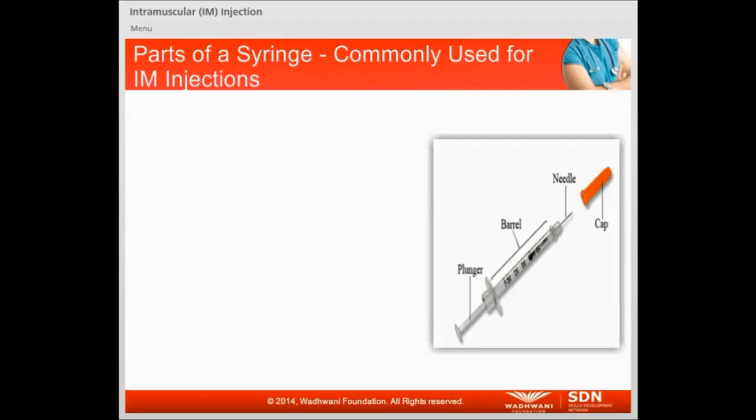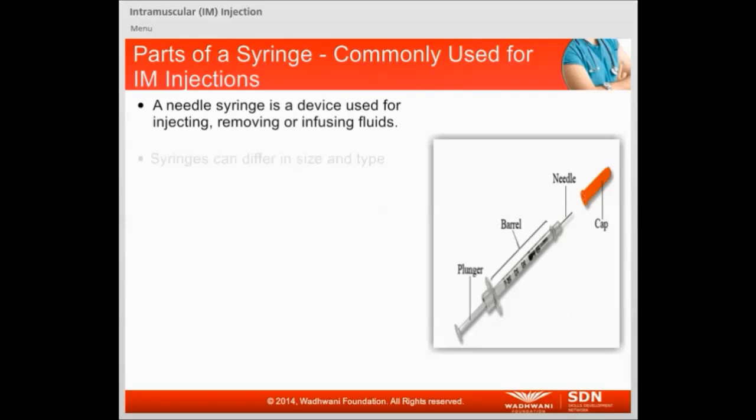Now let's take a look at the parts of a syringe commonly used for IM injections. A needle syringe is a device used for injecting, removing, or infusing fluids. Syringes can differ in size and type. A syringe has the following parts as shown.